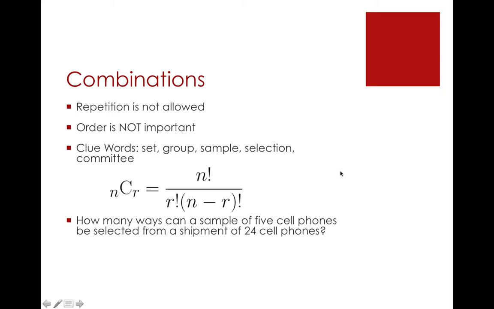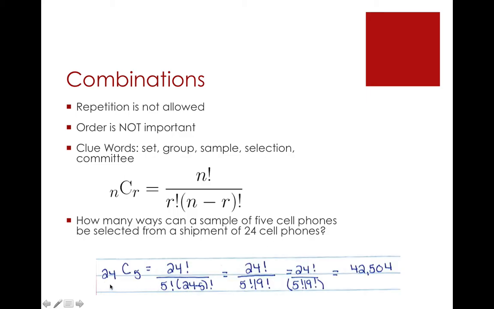How many ways can a sample of 5 cell phones be selected from a shipment of 24 cell phones? So I have 24 as my n and 5 as my r, so 24C5. I do have to be careful when I'm typing this in my calculator because I have 2 terms on the bottom, so I've written that out. So in the numerator, I would have 24 factorial. On the denominator, I would have 5 factorial, and then 24 minus 5 factorial, which turns out to be 19 factorial.